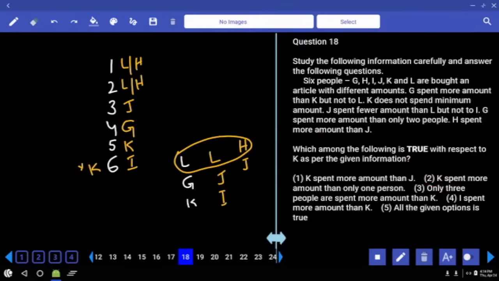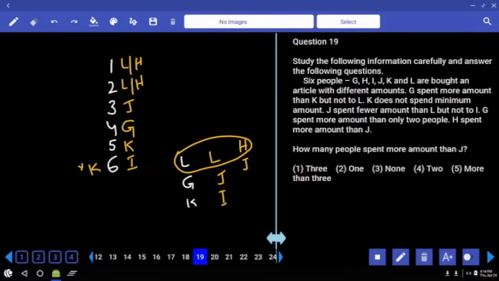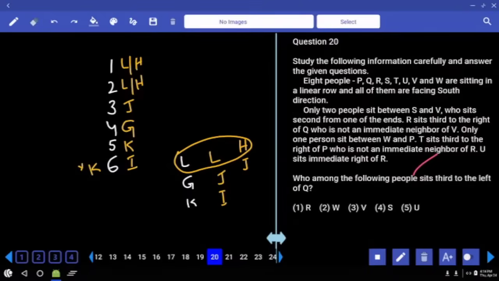K spent more than J, that is false. K spent more than only one person, definitely true, choice 2. Question 18 is choice 2. Then 19, how many people spent more than J? There are only 2 people, that is choice 4 for question number 19. Then next one, 20 onwards. Mark question numbers 20 to 23.